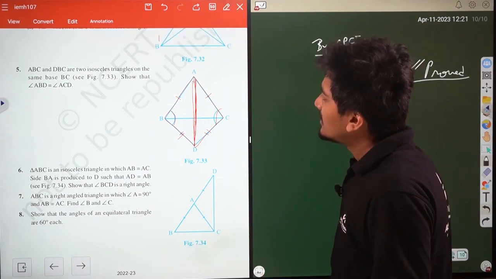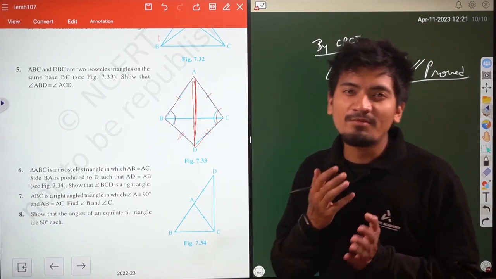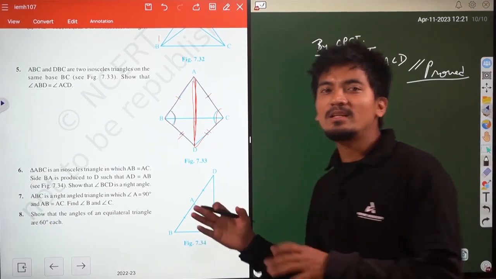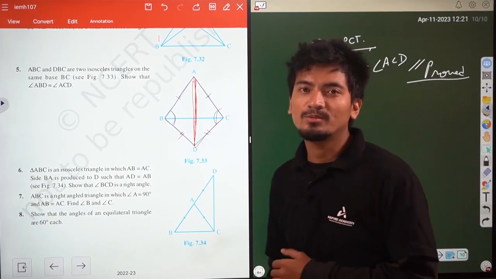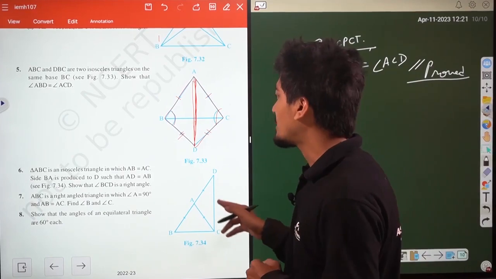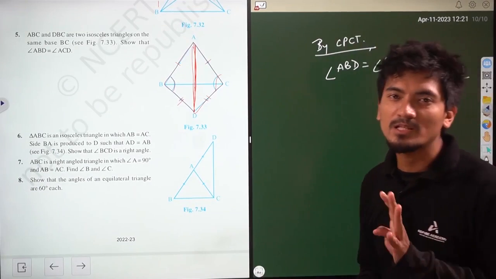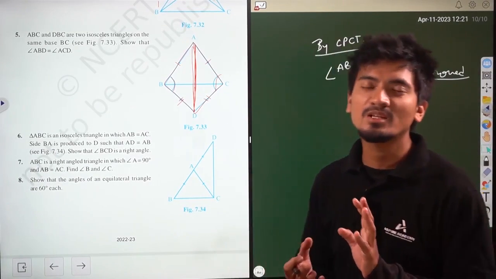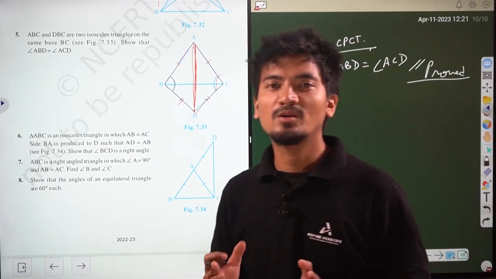Just remember that this chapter is very easy. You just need to understand the things that I have taught you. Only by using these 3-4 theorems, you can prove the whole chapter.